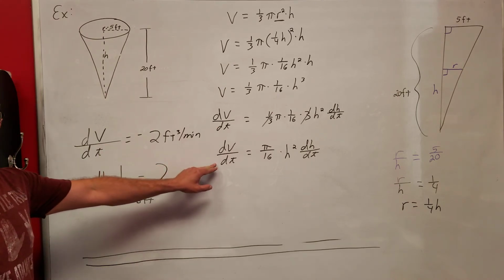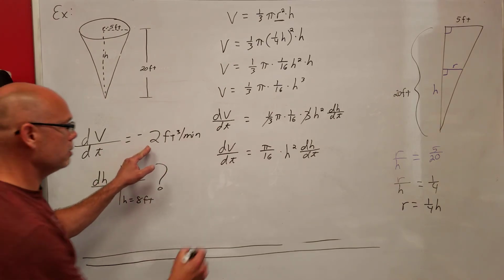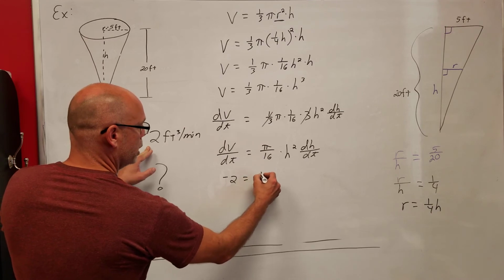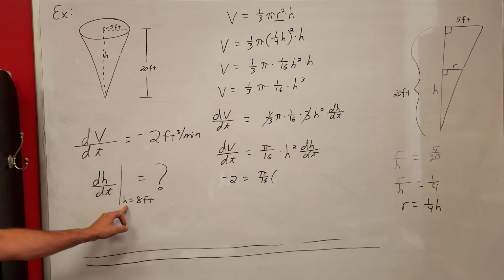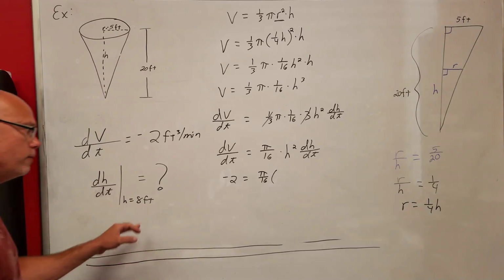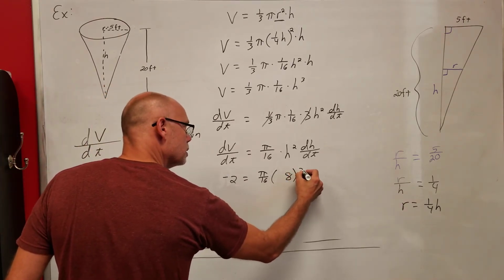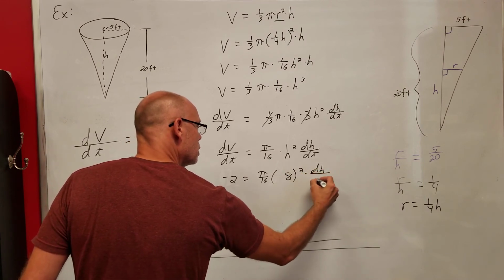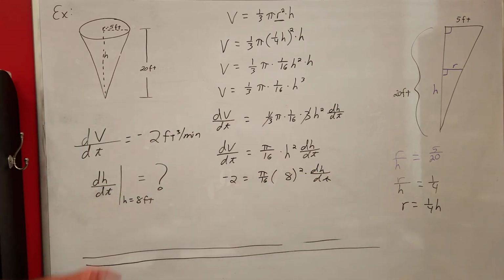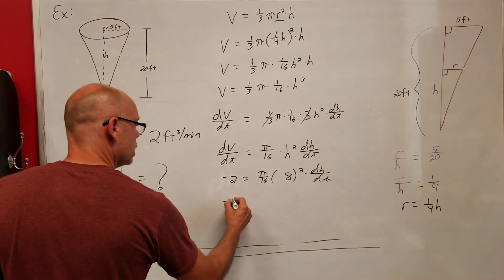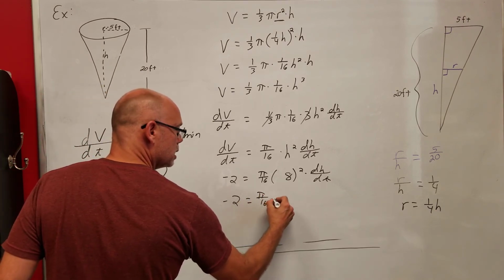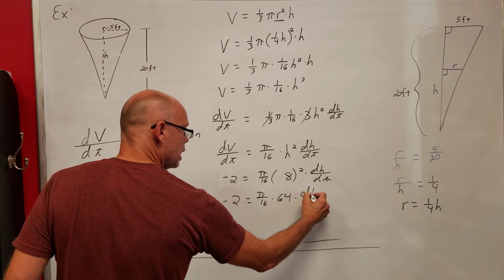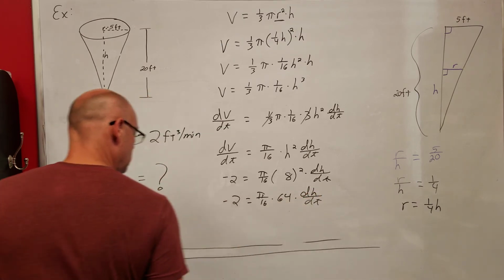What is dV over dt? dV over dt is -2. Pi over 16 is just pi over 16. What's h at this instant? We're looking at the instant h is 8 feet. So I'm going to put in 8, let's square it, times dh over dt, our unknown part. All right, so we get -2 is equal to pi over 16 times 64 times dh over dt.